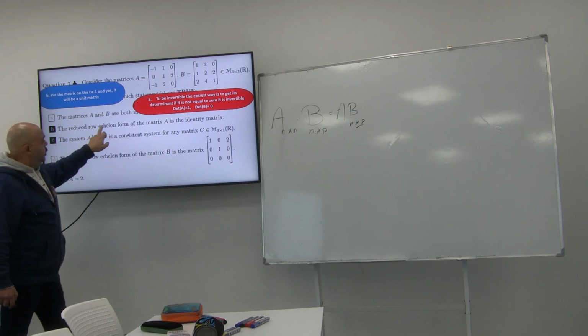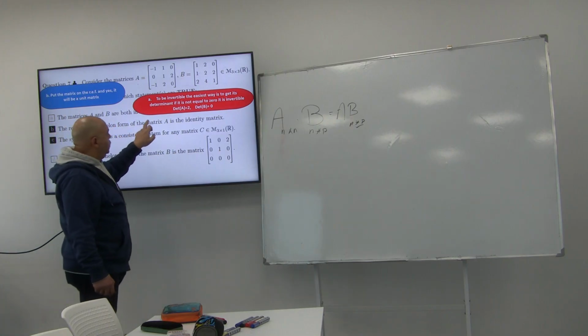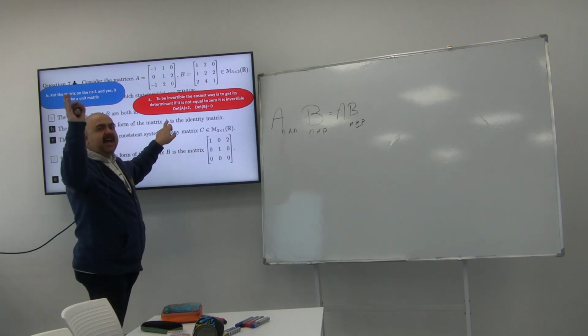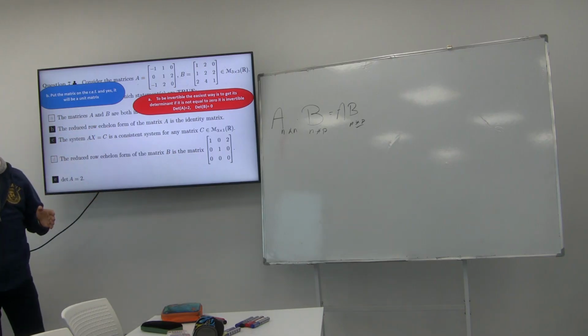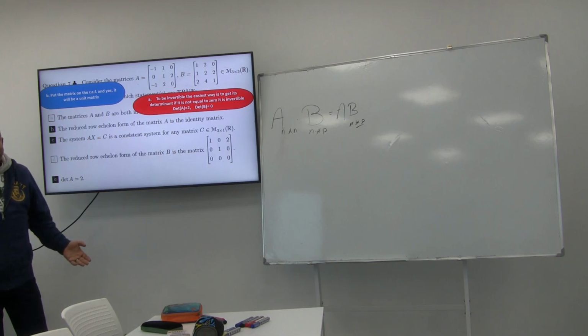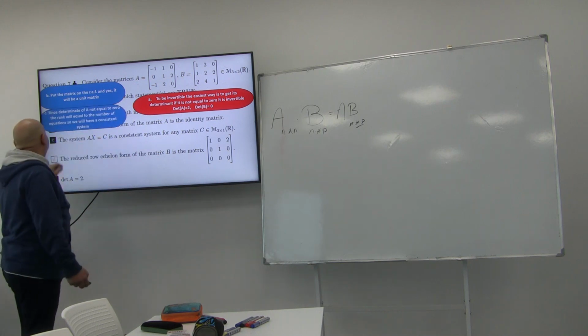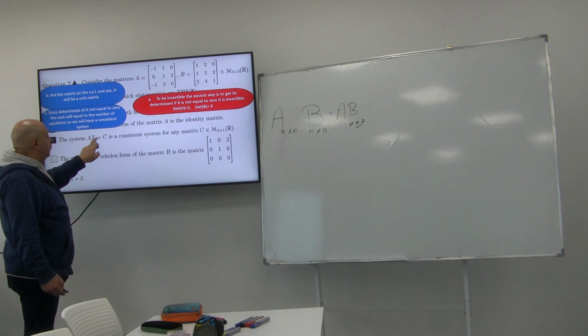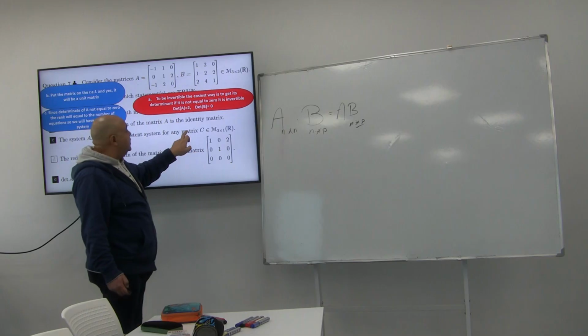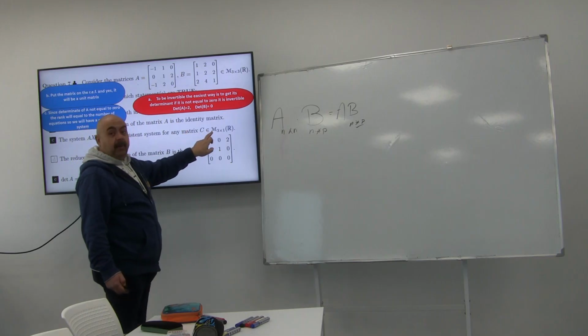The reduced row echelon form of the matrix A is the identity matrix? Yes. Once the determinant doesn't equal 0, you will be able to get the reduced echelon form to a unit matrix. So you don't have to do extra work. It's just from the understanding of the first one. For number C, he is giving you the system AX equals C is a consistent system for any matrix C belonging to 3 by 1.